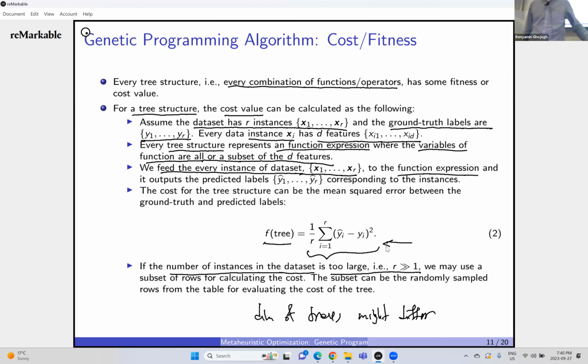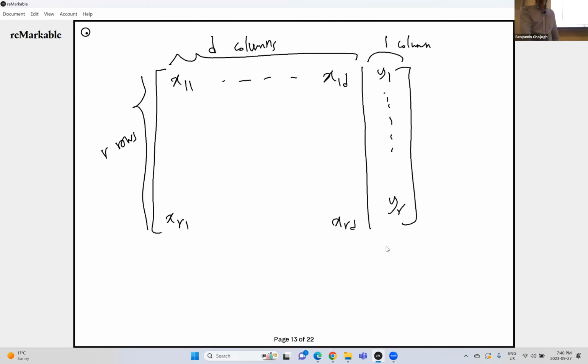Every data instance xi has d features. Consider a CSV file or Excel file like this. I have R rows. I have d plus 1 columns. I assume the last column is a label. So how do you use that to get the mean squared error?